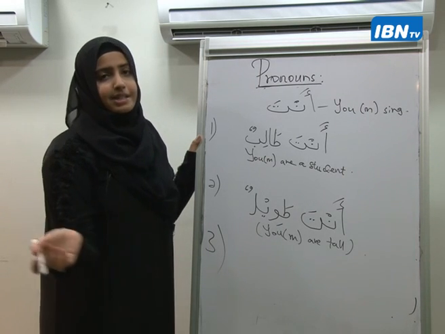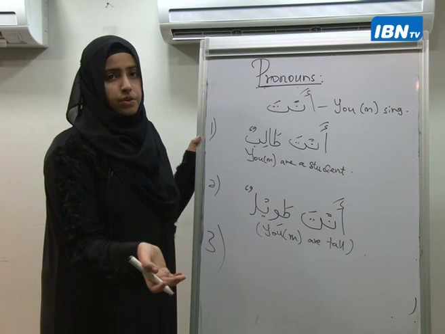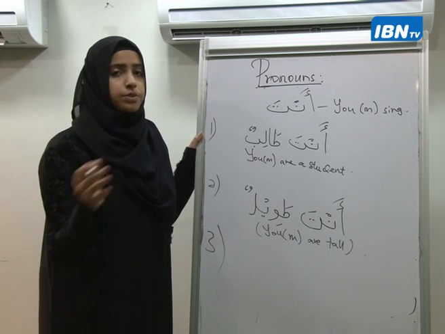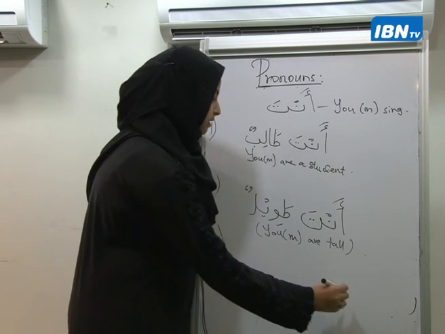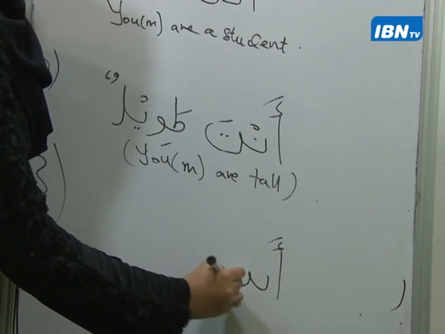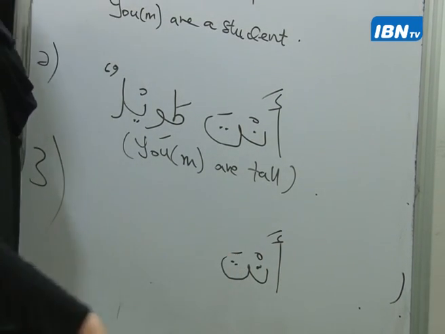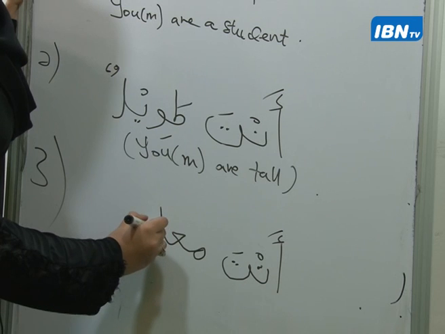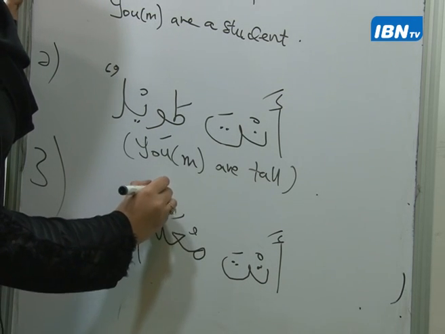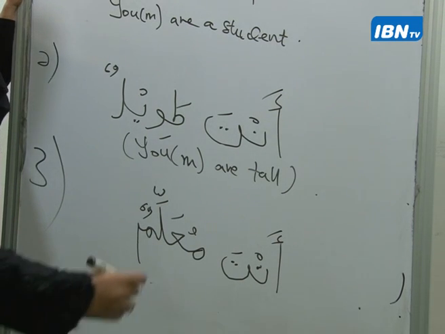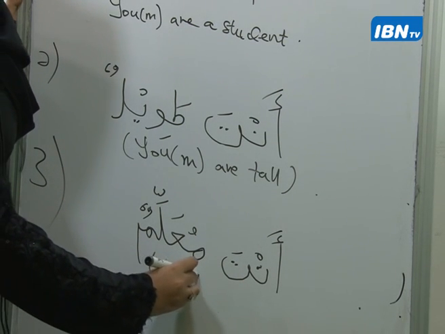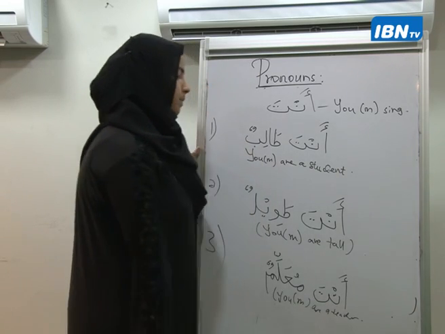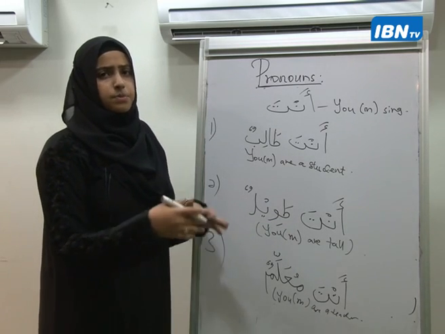What about any other sentence? You are a teacher. For example, I want to say male teacher, of course, because I have used the pronoun you for masculine. So even the noun is going to correspond to the pronoun. So I'll have Anta muallimun. Why not muallimatun? Because muallimatun is for feminine. So I'll say Anta muallimun means you male are a teacher.